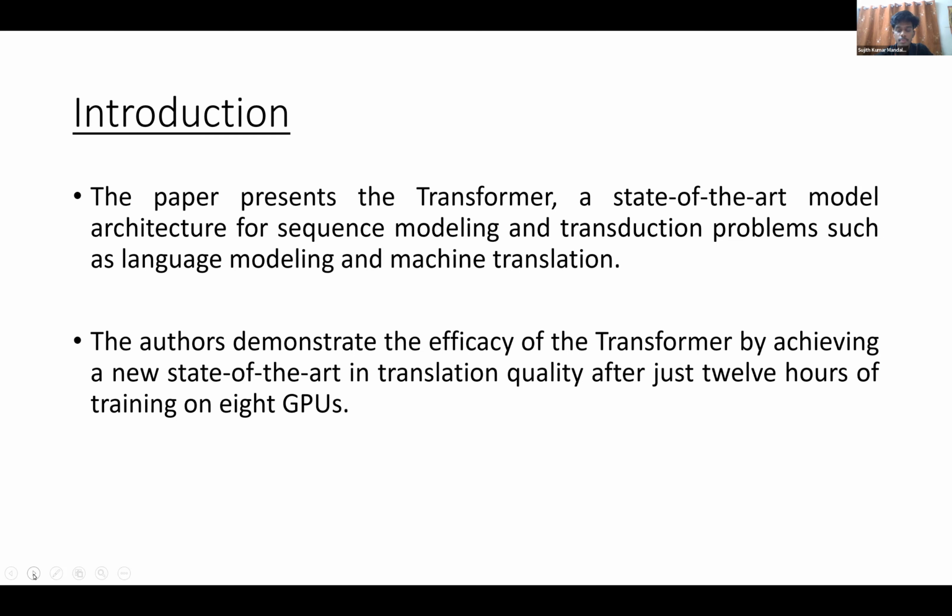The transformer replaces the recurrent nature of traditional approaches with an attention mechanism, allowing for more parallelization and improved training times. The authors also demonstrate the efficacy of the transformer in the paper by achieving a new state-of-the-art in translation quality after just 12 hours of training on 8 GPUs.